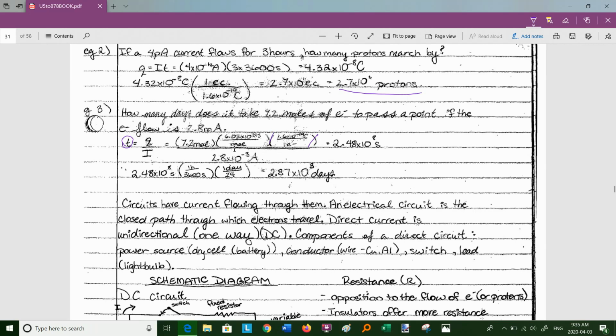Then you can convert that to days. So 2,870 days is needed to have that many moles of an electron pass a point. But the current is small there, right? 2.8 milliamps. So those are the varieties of questions for just looking at current.